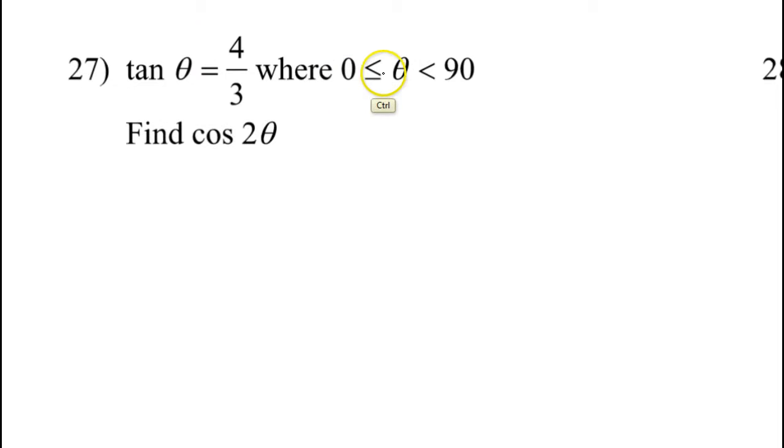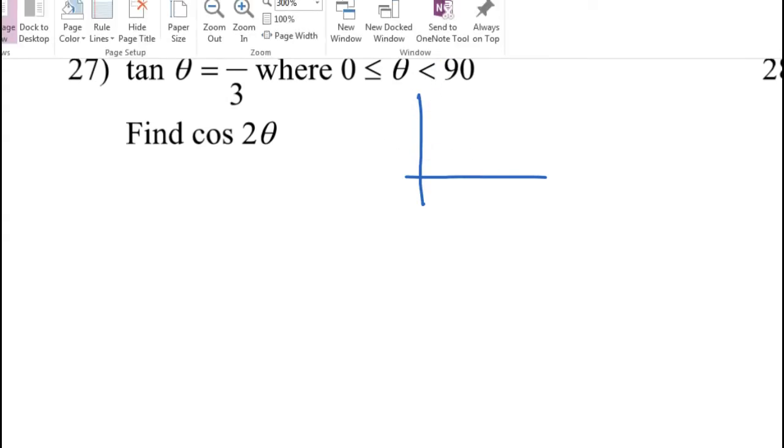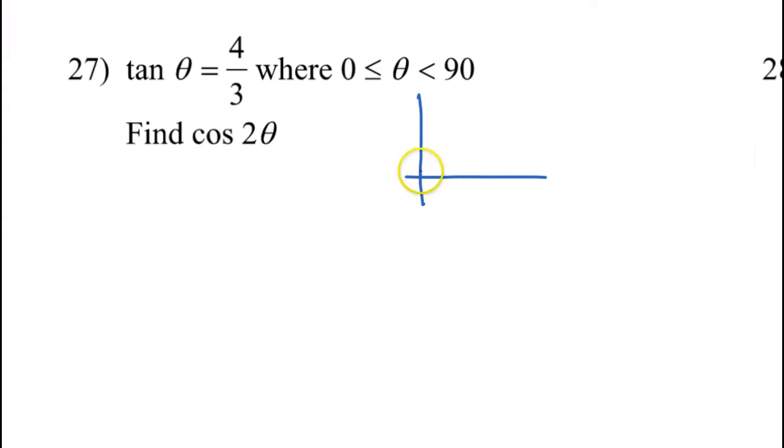Let's see, between 0 and 90, well, this is going to be a little extra easy because between 0 and 90 is the first quadrant. So here's a little sketch of my angle theta. Now this is not one of the special angles, so that means I need to think about the Pythagorean theorem.